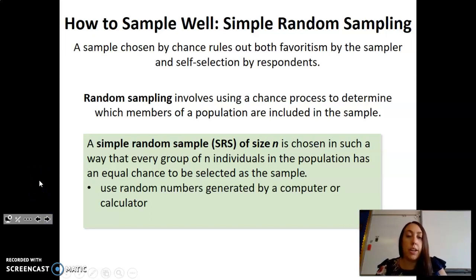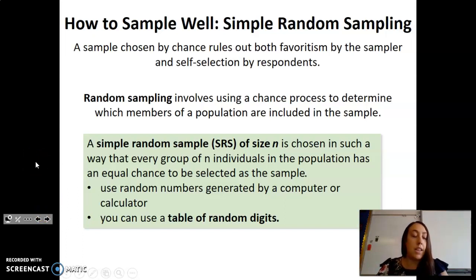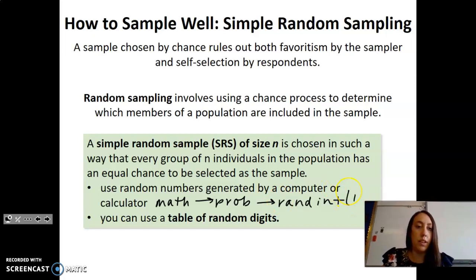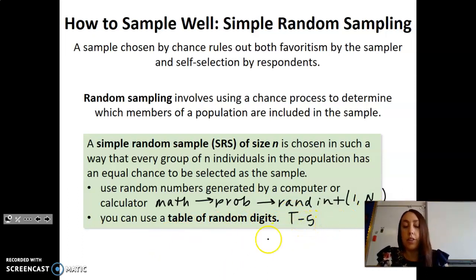You can use a random number generator, which we have in our calculator, so I'll show you where that is. Or we can use a table of random digits, which I uploaded to Canvas. You can also find it in the back of your book. For the calculator, if you go to Math, Probability, where it says random integer. I don't remember what number it is. Then you can put in 1, 2, however many people you have in your population. The table of random digits is on page T5 in the back of your book, so you'll have to scroll back there. You can also use the PDF I uploaded to Canvas.